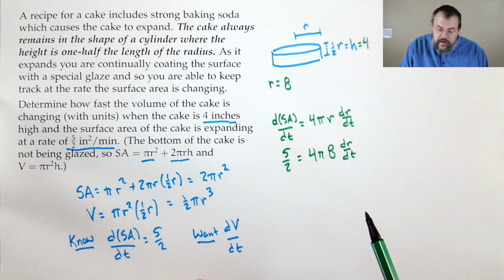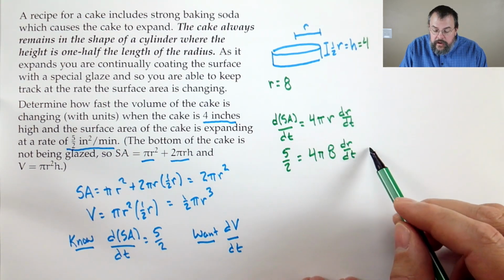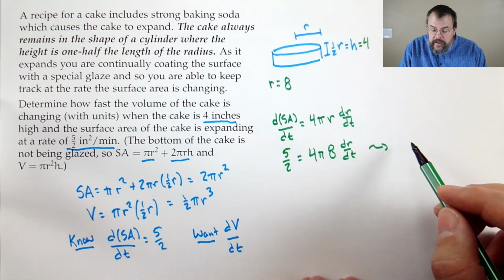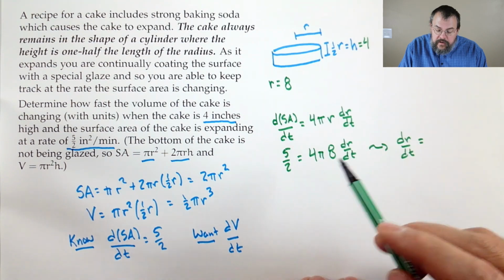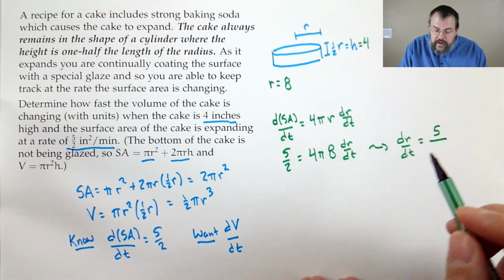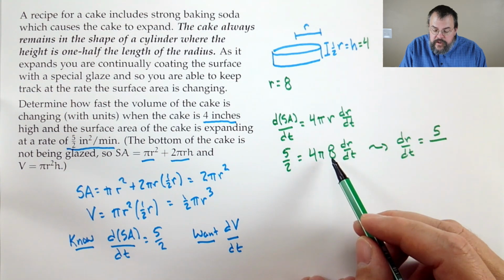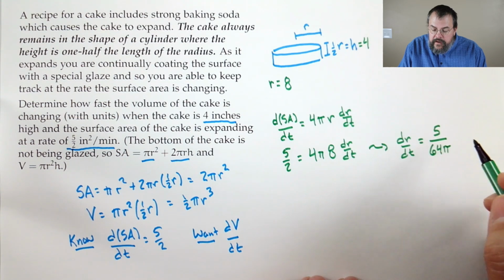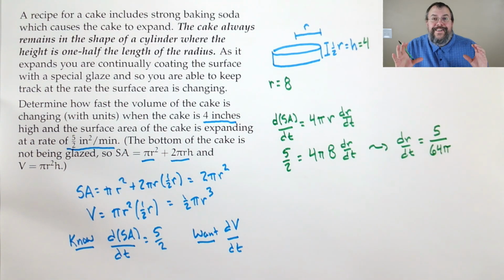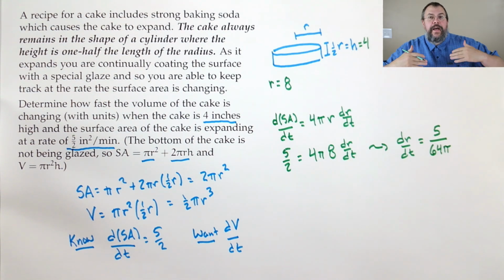So what can we conclude? We solve for dr/dt. So dr/dt would be equal to 5, and this is really 4 times 8, which is 32. Move it across: 5 over 64 pi. Okay, so now we have dr/dt. That's not what we're after, right? But it's going to help us get to our goal. We're after how our volume is changing. This will be an important step.